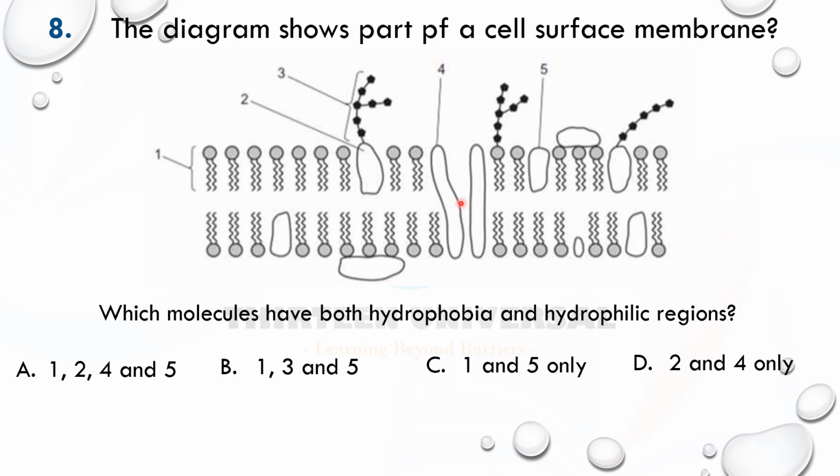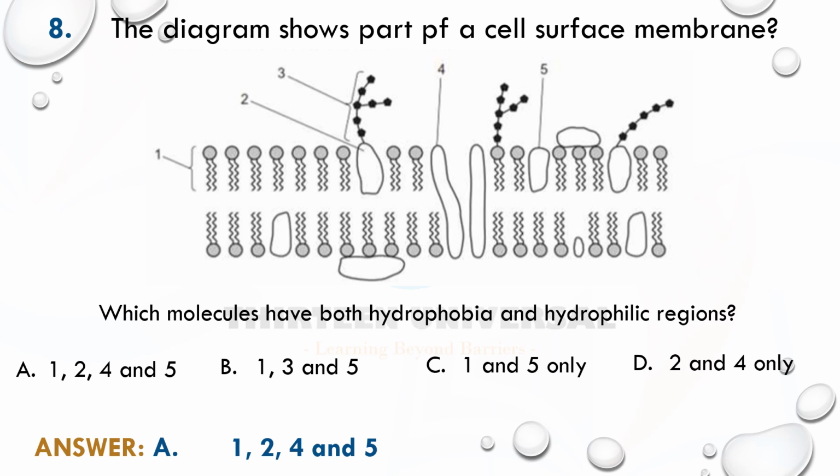So structures 1, 2, 4, and 5. Let's call it 4, 5. 5 is also, this part is facing water. That part is not facing water. That's hydrophobic. So 1, 2, 4, and 5 are the answer.